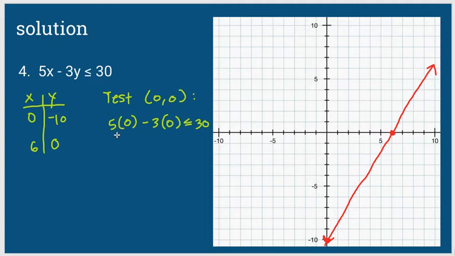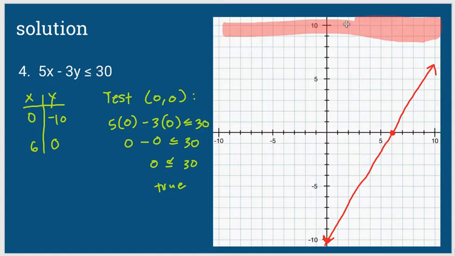In this case, 5 times 0 is 0. 3 times 0 is 0. So I get 0 minus 0 is less than or equal to 30. Or in other words, 0 is less than or equal to 30. And that's true. So that means that 0, 0 is a solution to this inequality. It should be in the shaded section of the graph. So I'm going to shade on the side where 0, 0 is, which means that I'm going to shade up above the line here.